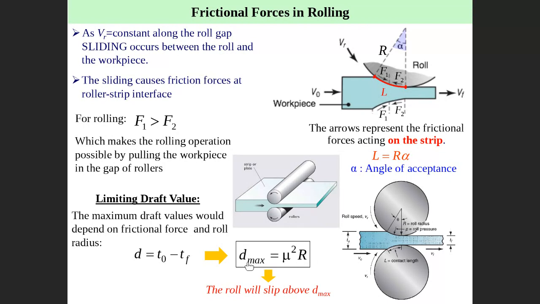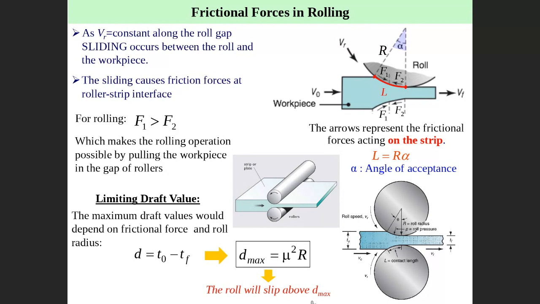You see, then the maximum draft, maximum reduction, as you can see here between TO and TF, can be obtained as mu square root of R. Mu is the coefficient of friction between the roller and surface. R is the radius of the roll. This is the maximum draft that can be achieved in one cycle. If you try to make the draft bigger than this, then the roller will slip and will not achieve the rolling process. It is not possible.